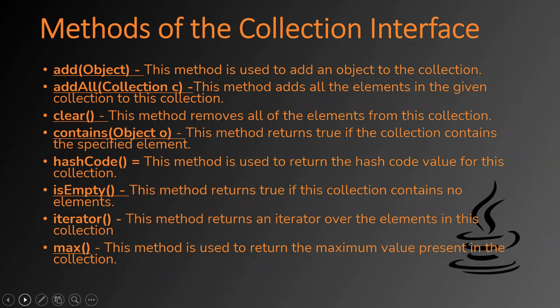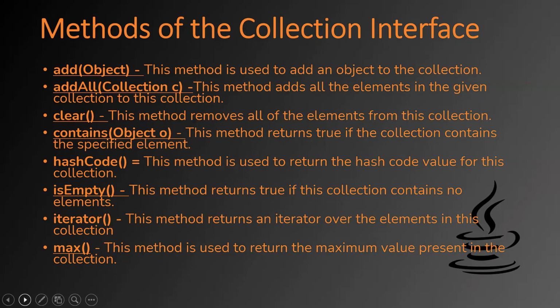First one, add(Object). This method is used to add an object to a collection. addAll(Collection c). This method adds all the elements in the given collection to this collection. clear. This method removes all elements from this collection. contains(Object o). The method returns true if the collection contains a specific element. hashCode. This method is used to return a hash code value of a collection.